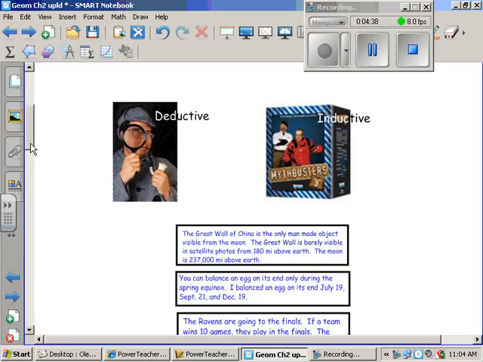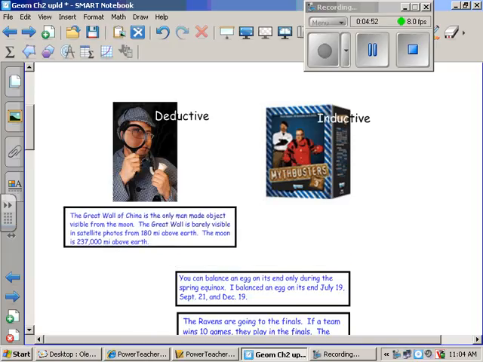If it were inductive, you would literally have to have been on the moon to check it out. How many people here have been on the moon? Yeah, so it has to be deductive. Okay? So the next one. You can balance an egg on its end only during the spring equinox. I balanced an egg on its end July 19th, September 21st, and December 19th. Inductive, why?